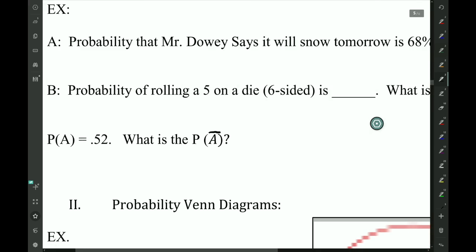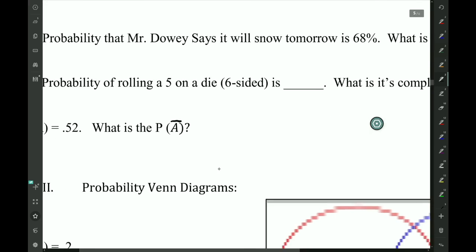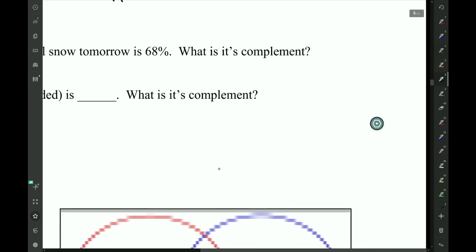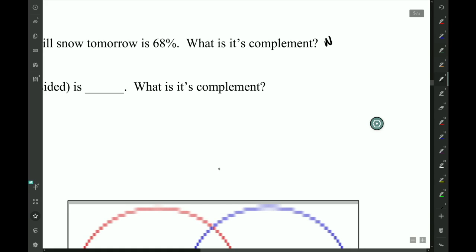So, for probability, the probability that Mr. Dowie says it will snow tomorrow is 68%. What is its complement? Well, the complement would be not snowing, and that must be the opposite. So complement is always going from 1. So 1 minus 0.68, that is 68%, is 0.32. The complement of snowing is not snowing, and it's specifically a 32% chance.